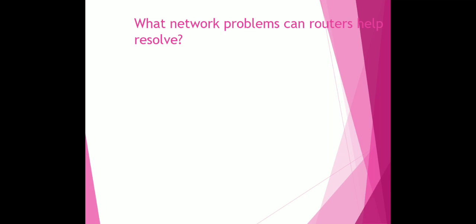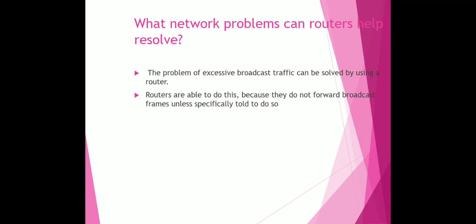What network problems can a router help resolve? The problem of excessive broadcast traffic can be solved by using a router. Routers are able to do this because they do not forward broadcast frames unless specifically told to do so.